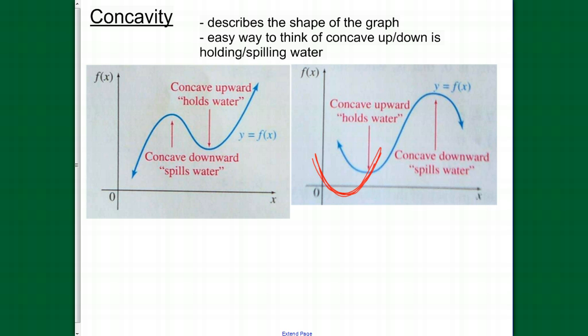That's also concave up. The idea of concave down is this part of the graph here, where if you poured water into it, it would spill out. Same thing, this section over here would be concave down as well. So that's just the look of a graph.